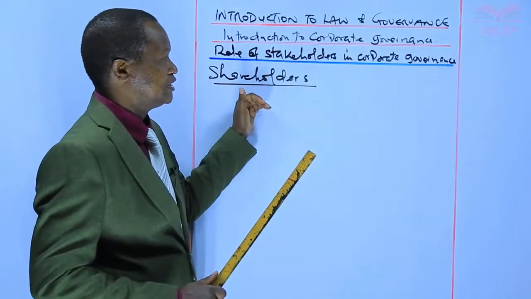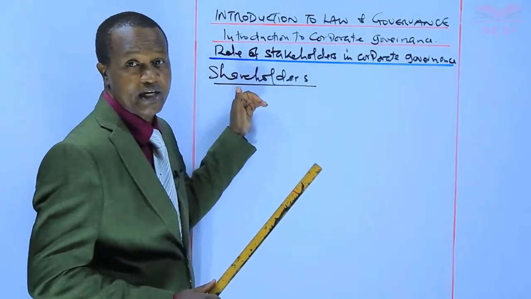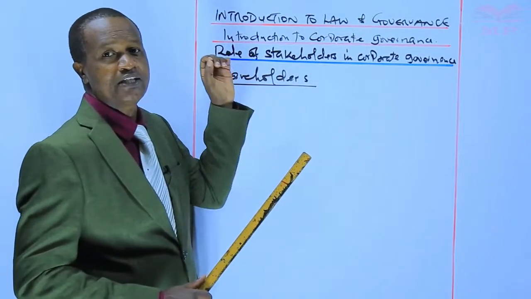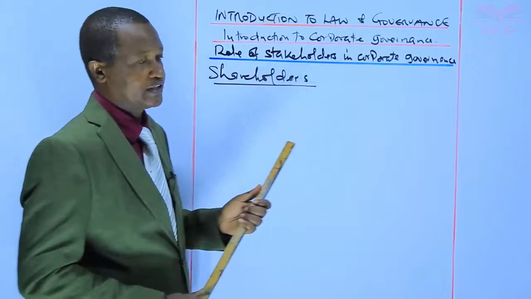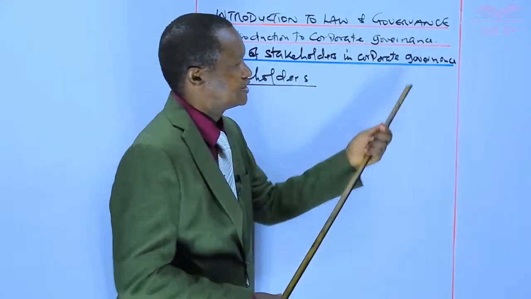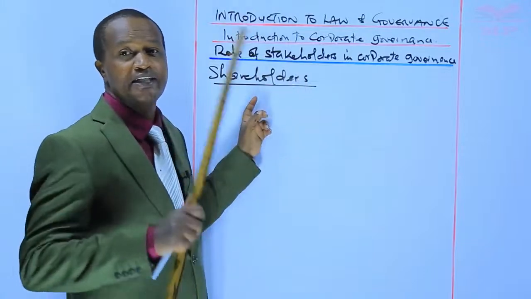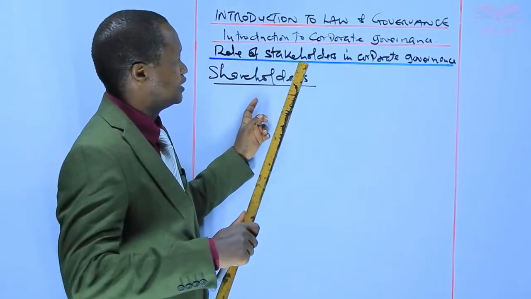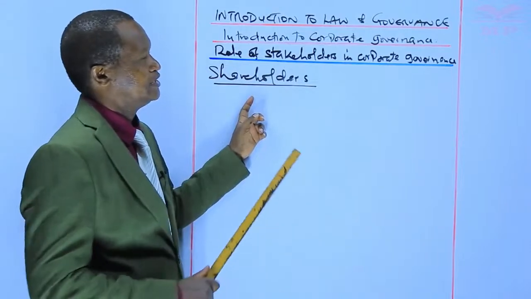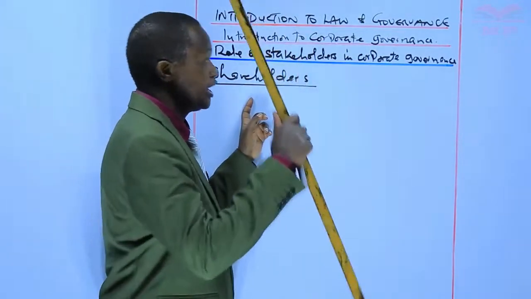Shareholders appoint the directors to run the affairs of the company on their behalf. So they have certain duties to perform in relation to corporate governance, which is said to be the way in which corporations are managed and directed. So what is the role of the shareholders in directing and managing a corporation?